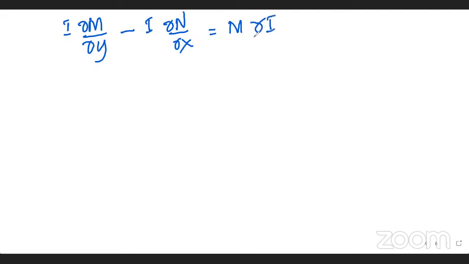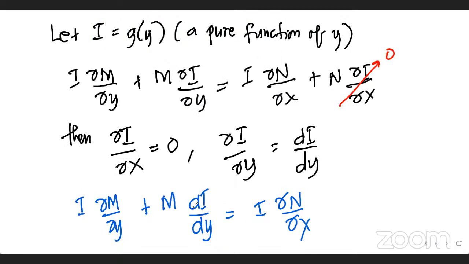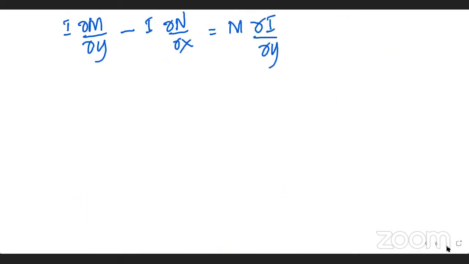This will be I partial of m with respect to y minus I partial of n with respect to x equals m, right? Partial of I with respect to y. Balikan natin para ma-make sure na tama. Ito, retained, pero hindi na siya partial, ordinary derivative na pala siya. So this will be dI over dy.